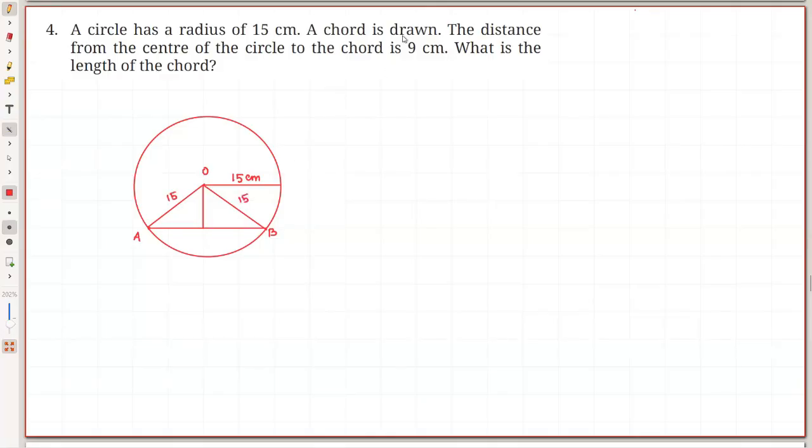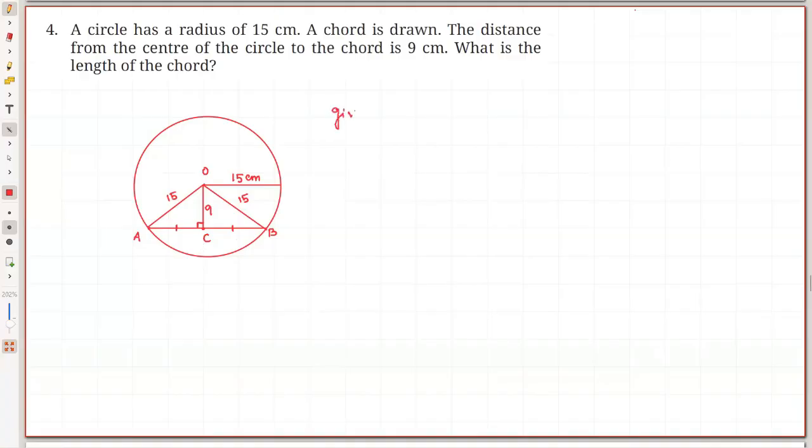Next, what is given? The distance from the center of the circle to the chord is 9 centimeters. From here to here, this is 9 centimeters. Now they are asking what is the length of the chord. This is similar to the first question. I can take this point as C. By the construction, we can say this is 90 degrees. OC is perpendicular. If the perpendicular is drawn from the center to the chord, it bisects the chord. AC is equal to CB, and AOC is a right angle triangle. In the right angle triangle AOC, OA is 15 centimeters and OC is 9 centimeters. I can easily find the AC value.